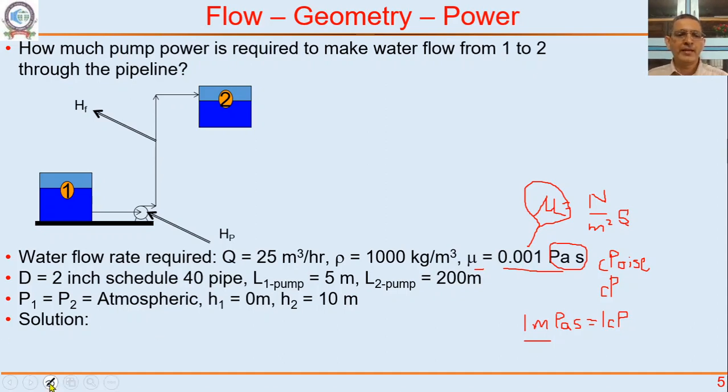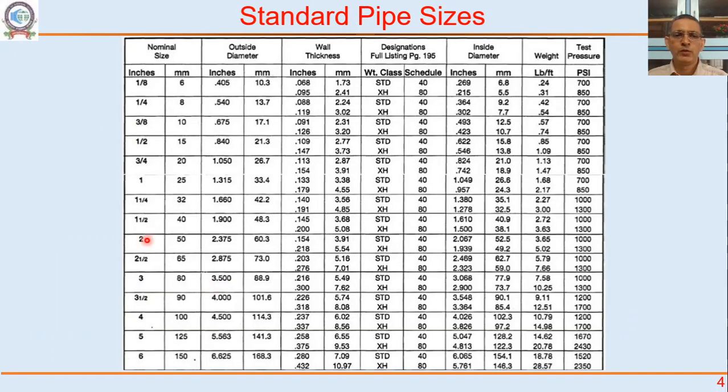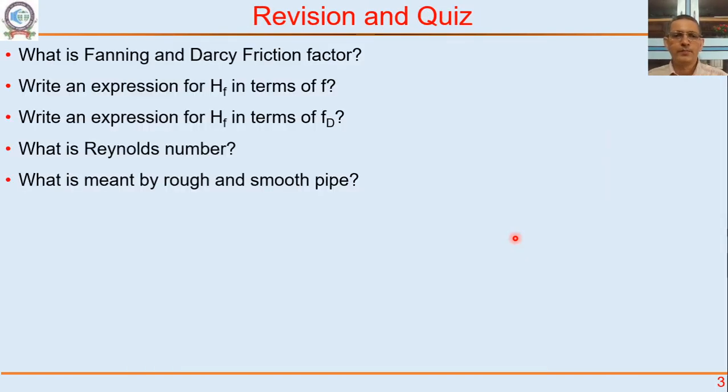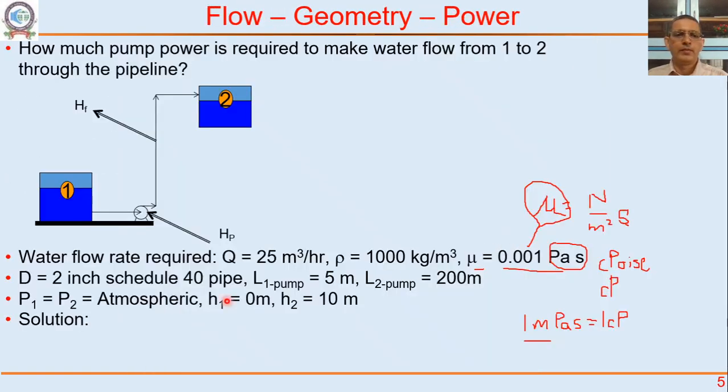So let's say this pipe diameter is 2 inch, schedule 40. Remember what schedule 40 means? 2 inch, schedule 40 means the inside diameter is 52.5 millimeters, almost 2 inch. 2 inch would be 25.4 multiplied by 2, slightly more than that.